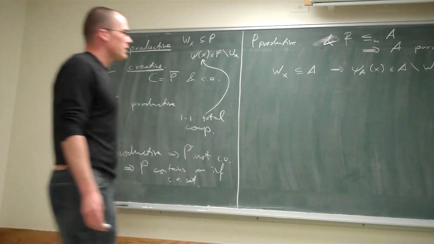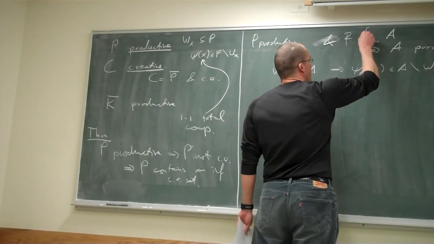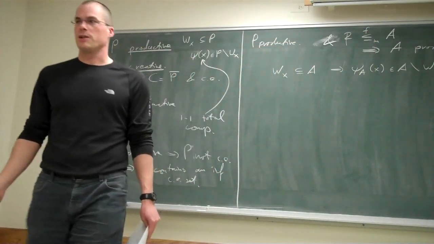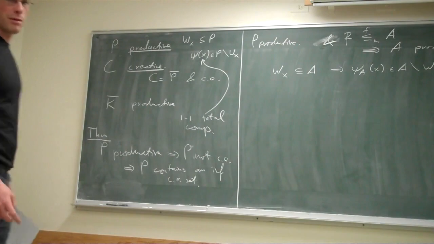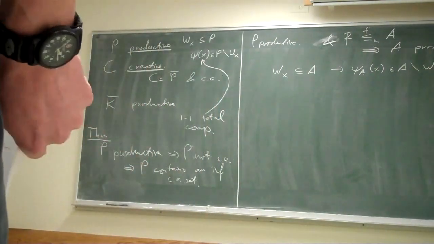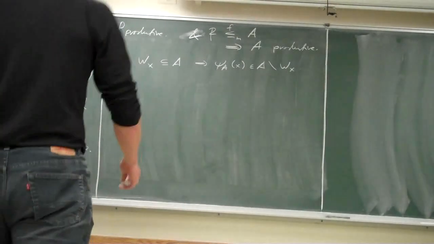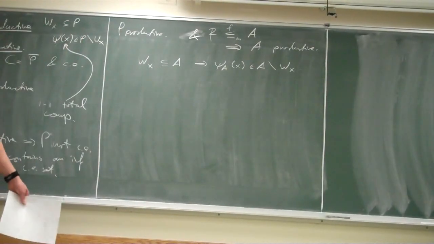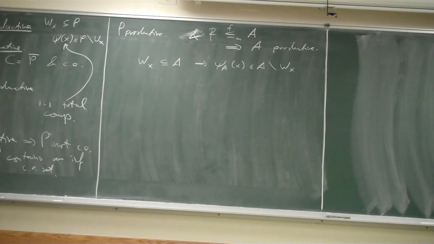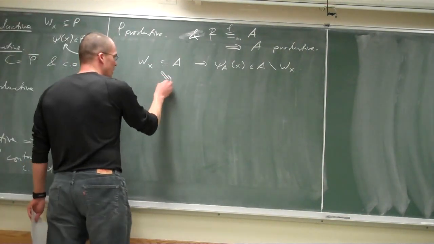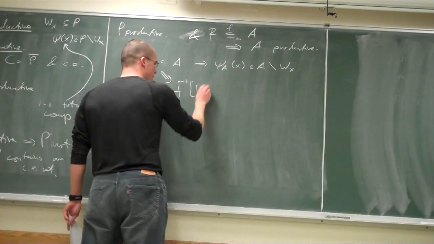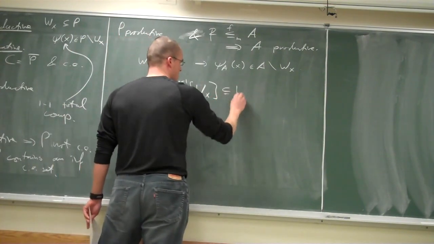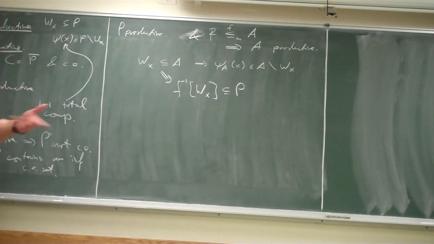Now, how do we do this? Well, let's call this reduction here f. So we have the reduction function f. What does this reduction function do? Well, anything inside of P maps inside of A, and anything not inside of P maps not inside of A. So from this here, we get exactly that the f inverse of Wx is a subset of P, because Wx, all the elements in there are in A, therefore under the inverse, all the elements end up in P.